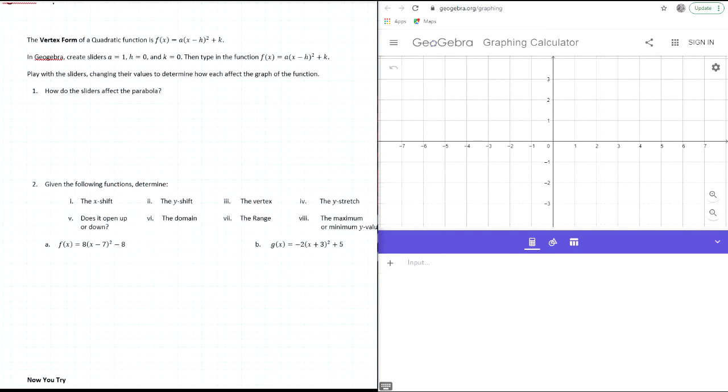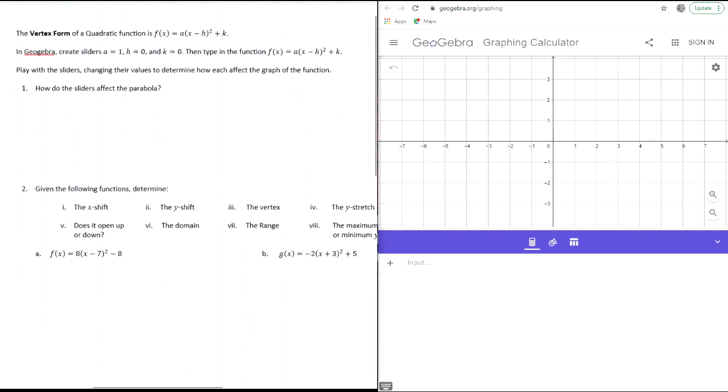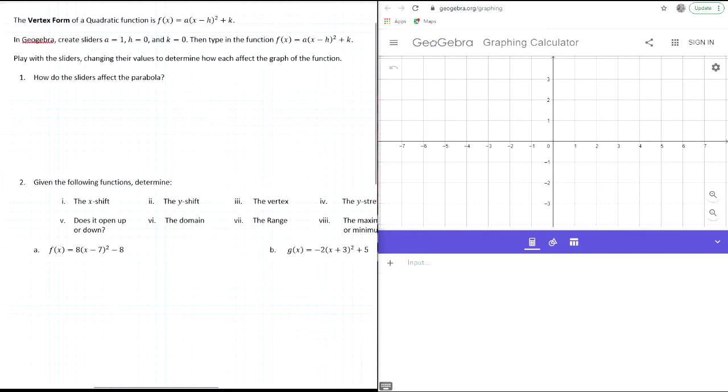All right, let's take a look here. So let's just start with the definition. The vertex form of a quadratic function is f of x equals a times (x minus h) quantity squared plus k. So what we want to do to play with this is put it into GeoGebra and just see what this vertex form looks like and how the a, the h, and the k values affect the shape of the graph.